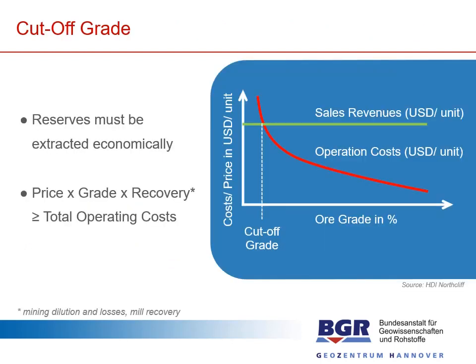The next topic is the cutoff grade. It sounds simple, but that's how the definition of a reserve is. It has to be extracted economically. That means the price times the grade times the recovery has to be higher than the total operating costs. On the right-hand side, you can see the costs per unit and the ore grade. The lower the ore grade, the higher are the unit costs to extract a certain amount of, let's say, one pound of copper. And the higher the ore grade, the lower the unit costs. That means you need a certain minimum grade at which the unit costs are lower than the operating costs. And this point, this grade, is called the cutoff grade.